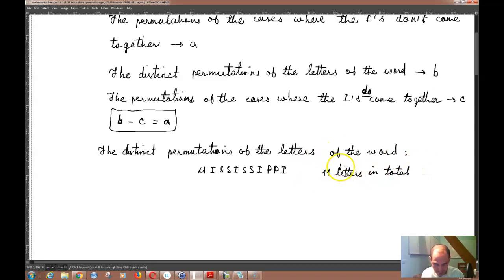So I have 11 letters in total. M is fine, M is occurring only once. I occurs 1, 2, 3, and 4 times. I appears 4 times. And then S appears 4 times, and P appears 2 times, right? So that's the information that I need about this word.